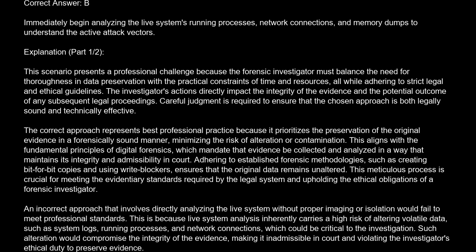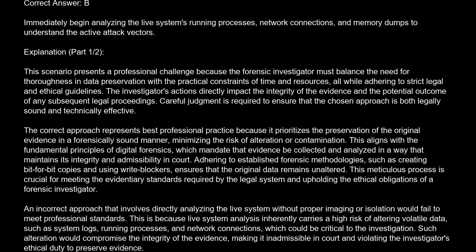This aligns with the fundamental principles of digital forensics, which mandate that evidence be collected and analyzed in a way that maintains its integrity and admissibility in court. Adhering to established forensic methodologies, such as creating bit-for-bit copies and using write blockers, ensures that the original data remains unaltered. This meticulous process is crucial for meeting the evidentiary standards required by the legal system and upholding the ethical obligations of a forensic investigator.